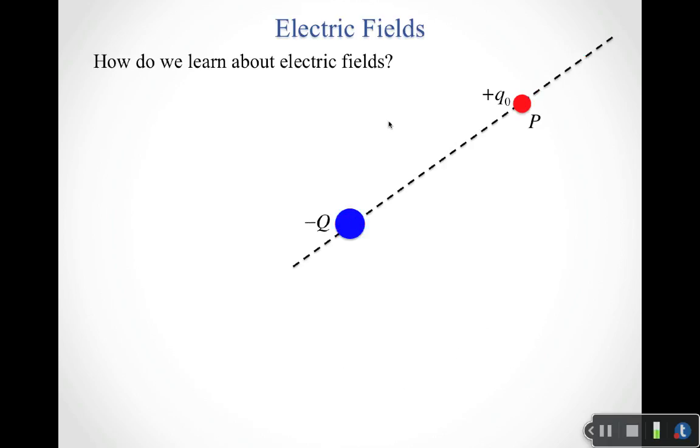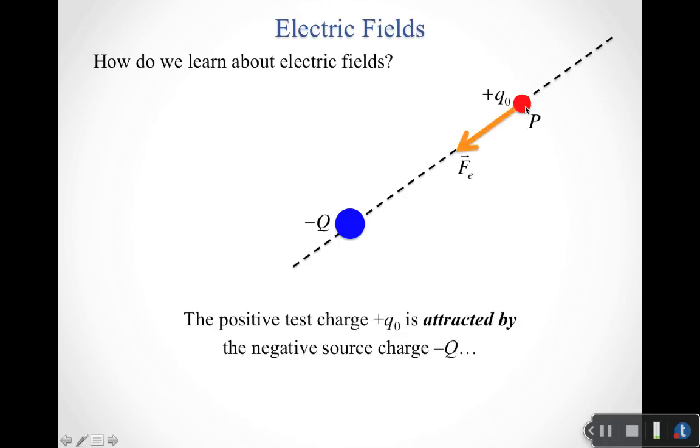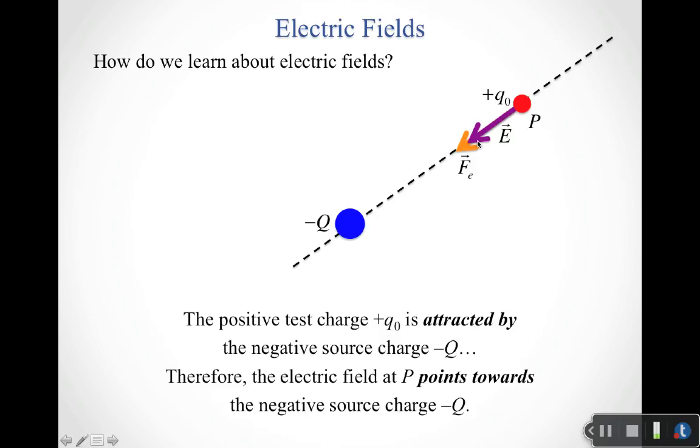If, on the other hand, the charge big Q that I started with, my source charge, happened to be negative, well, when I put my positive test charge at point P, it's going to be attracted. So now it's going to be pulled towards this negative charge, negative big Q. Since this is a positive test charge, the electric field has to point in the same direction as the force that my test charge feels. So that means that the electric field has to point towards my source charge, negative Q. So this is basically the game that we're going to play in terms of thinking about the electric field at point P.